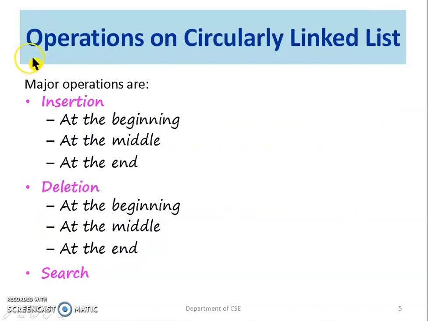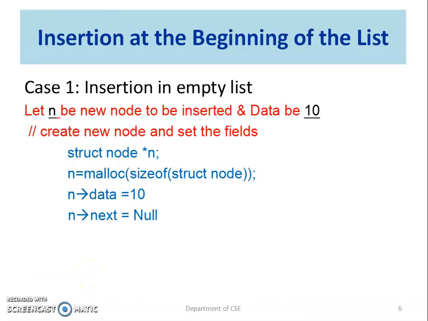Next, let us see the operation on circularly linked list. The insertion operation, which can be done at the beginning, at the middle or at the end. The deletion operation, which can be done either at the beginning, at the middle or at the end. And then the search operation to search whether the element is present in the list or not. Let us see the operation of insertion in detail.